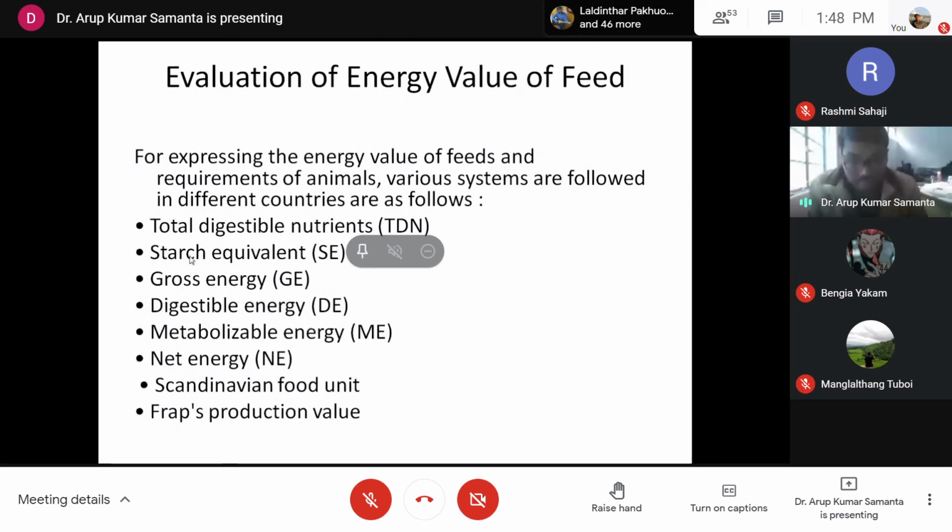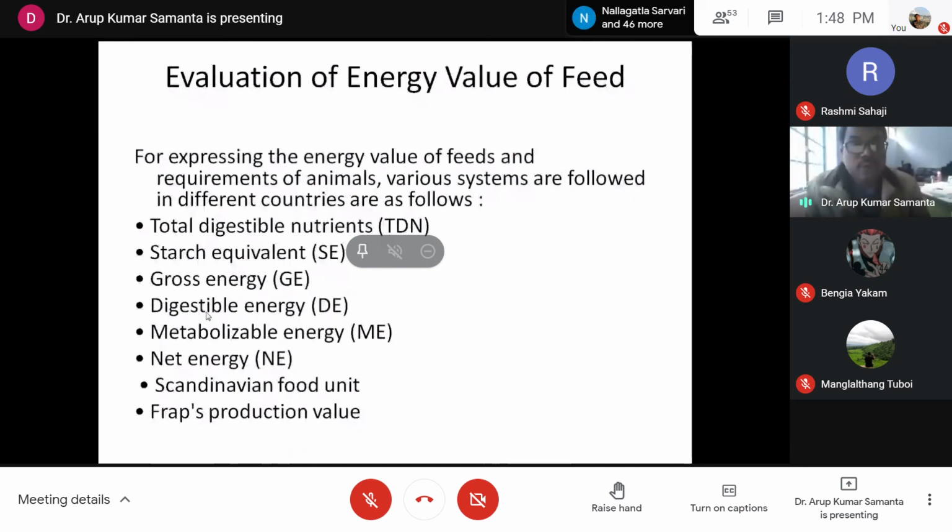So what are the different evaluation values to express the energy value of a feed? First one is the total digestible nutrient. Second one is the starch equivalent. Third one is the gross energy, but gross energy is not related with the useful purpose. Fourth one is the digestible energy. Fifth one is the metabolizable energy. Sixth one is the net energy. Seventh one is the Scandinavian feed unit system. Then another one is Fripp's production value. So these are the different ways.